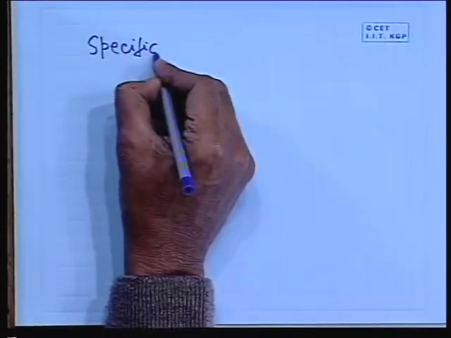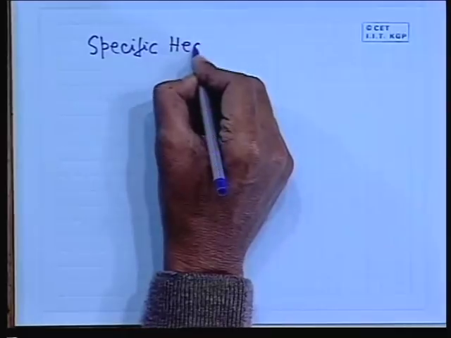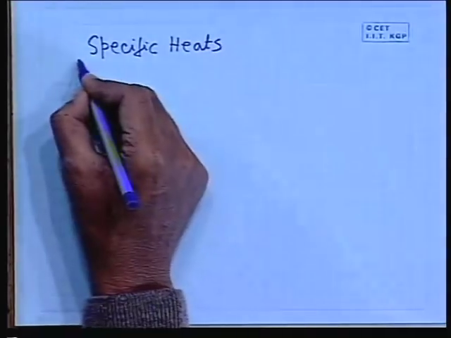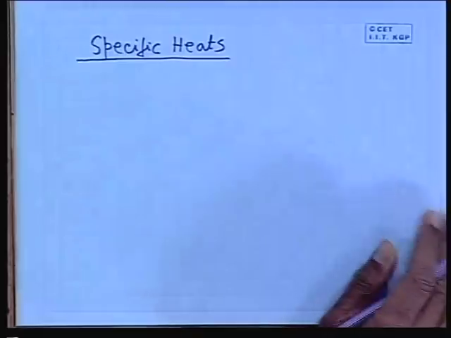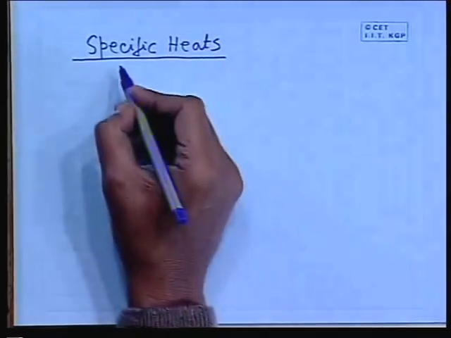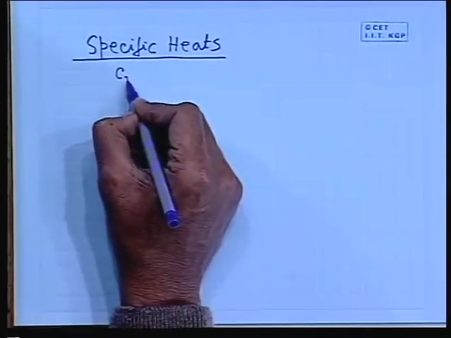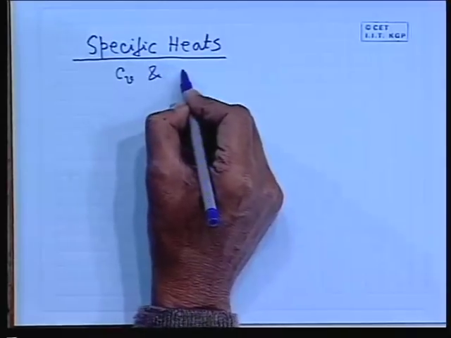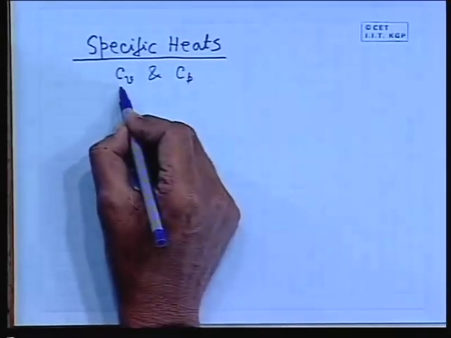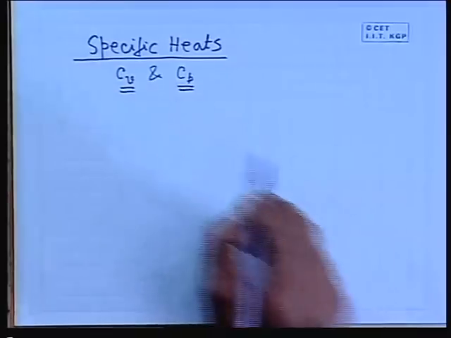Next is, we will define specific heats. We already know there are two specific heats: specific heat at constant volume and specific heat at constant pressure, which we have already read at school level.